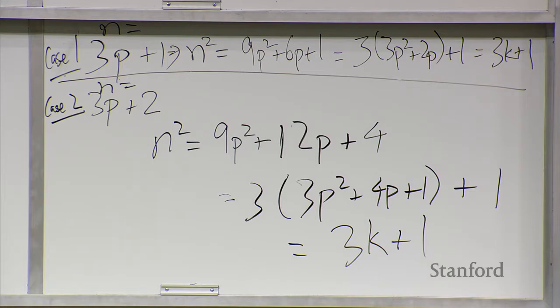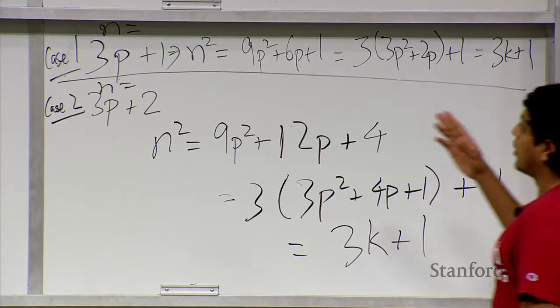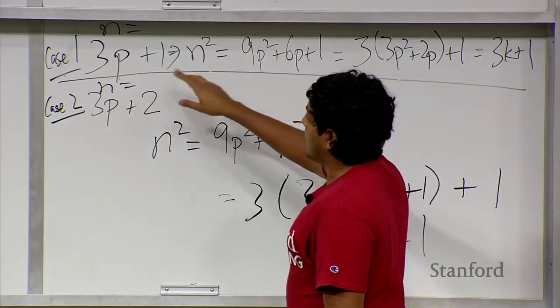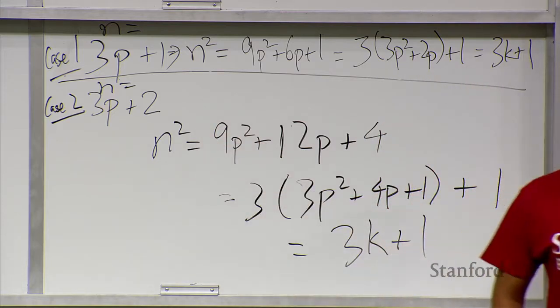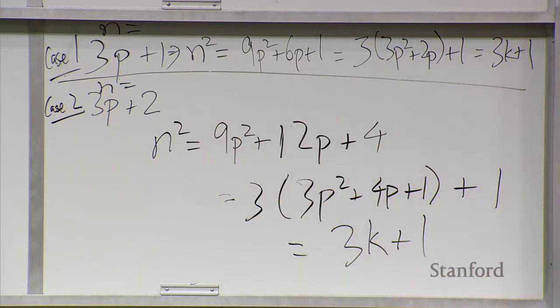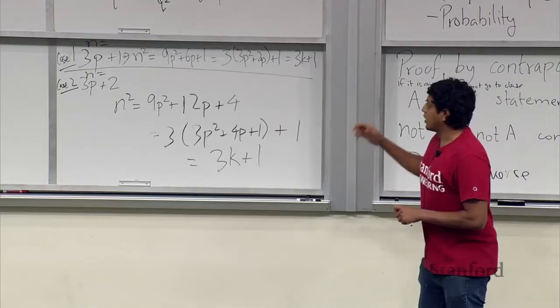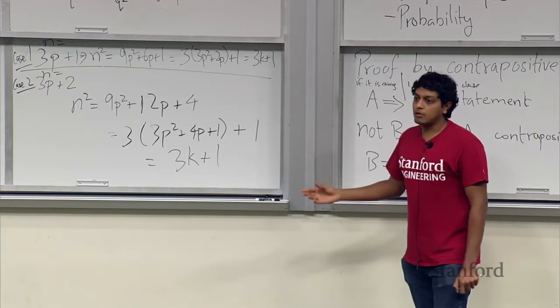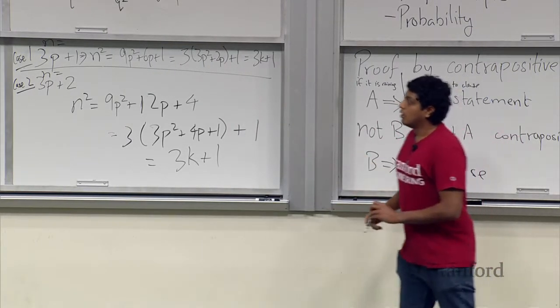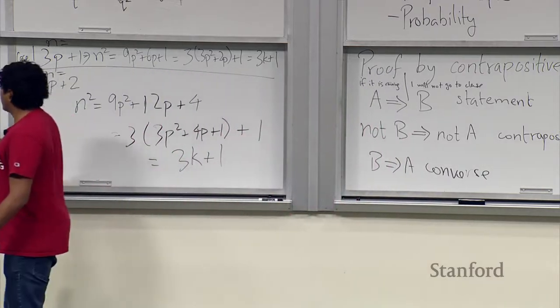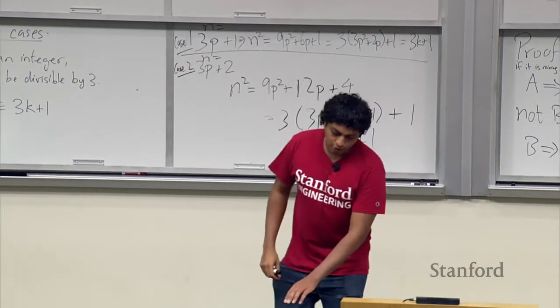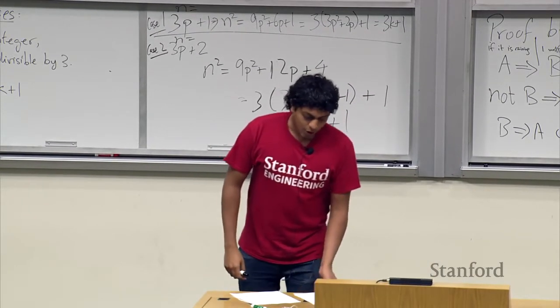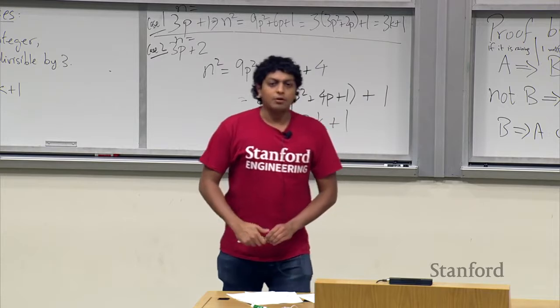Right, so we have proved this for case 1, where we had n equals 3p plus 1, and case 2, where n equals 3p plus 2. Do we have any other cases? None. So we have proved that it's true for both cases, and there are only 2 cases, therefore it is true overall. Thus, this statement is true. All right, cool. Let's go down to one last proof technique.